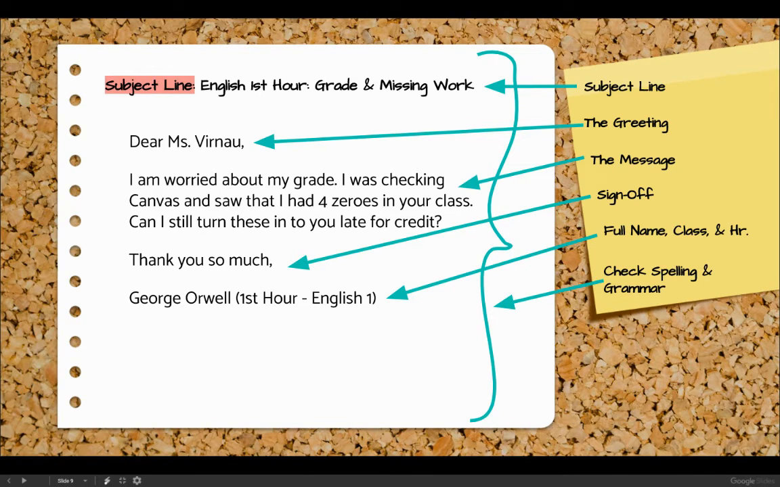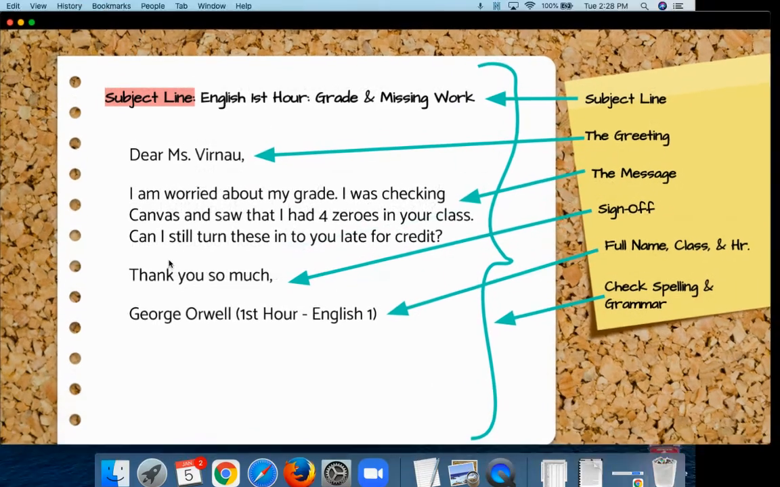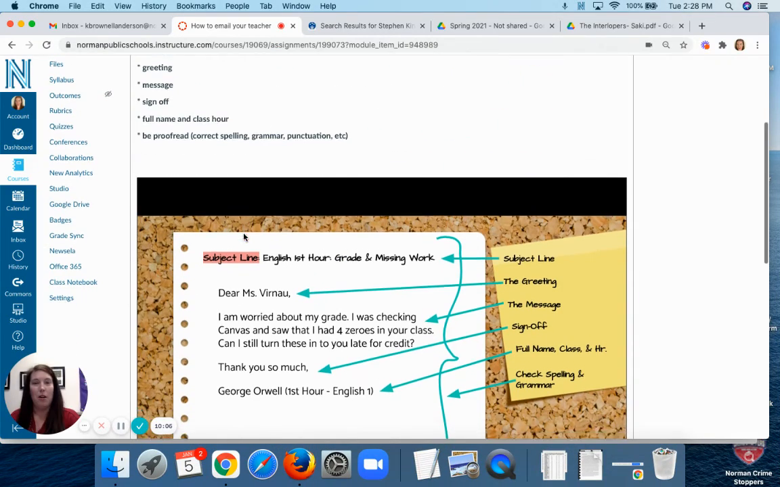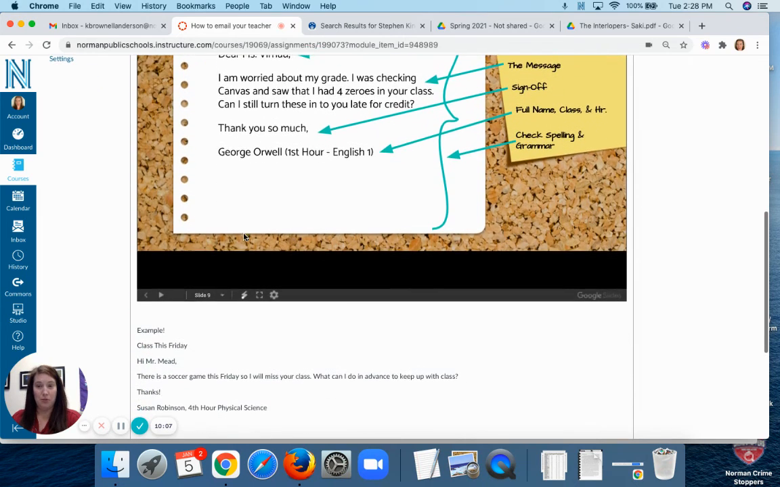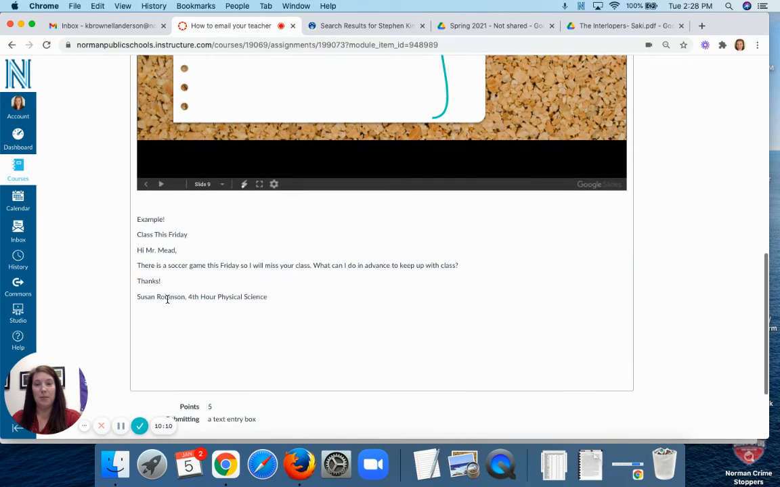So this student, instead of asking for help on a specific assignment, has noticed they have 4 zeros and they're like, oh shoot, can I still do that? So they're asking their teacher, I never signed up for zeros. Can I please still do it? Okay, thanks. So they just sent a very nice email to their teacher asking if they can still make up those zeros. So I hope this was helpful. You are expected to use this. Here's one more example down here.